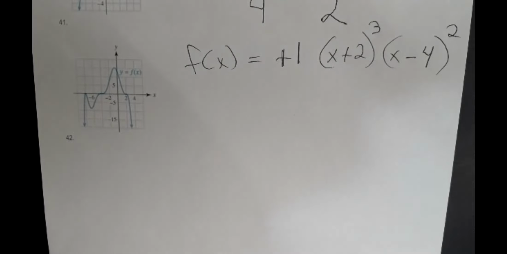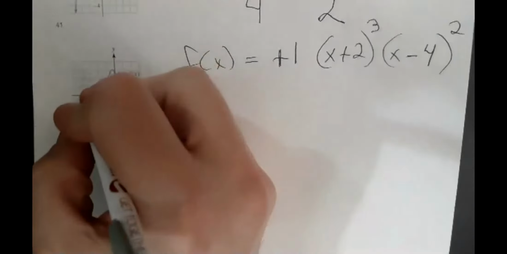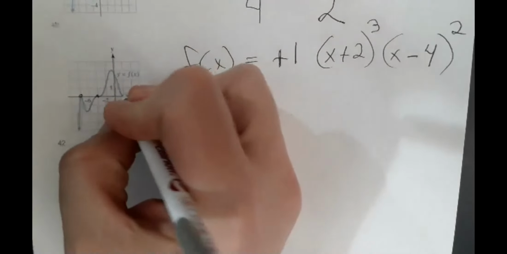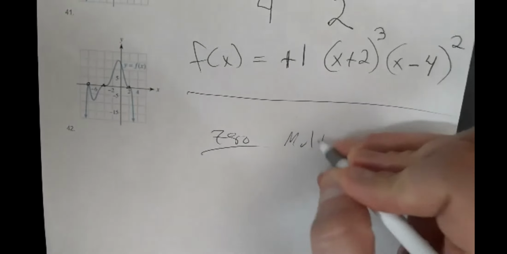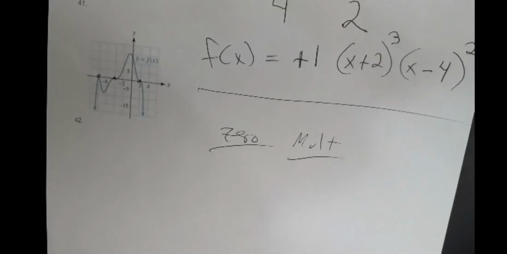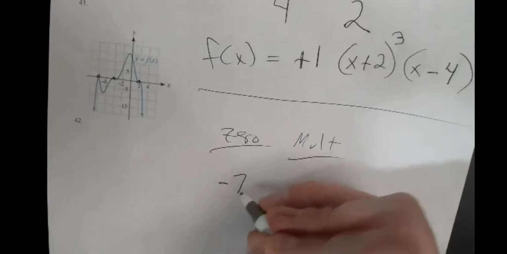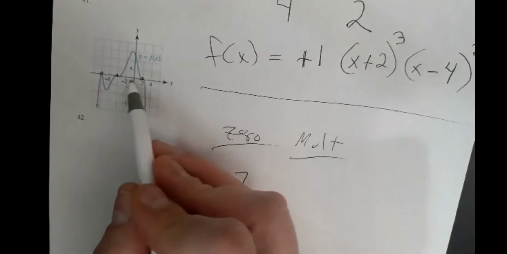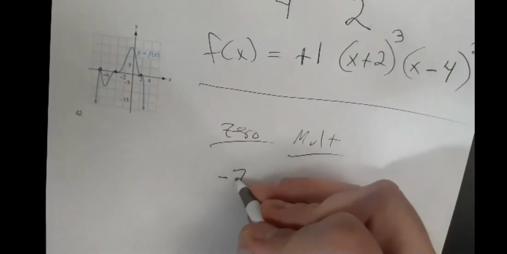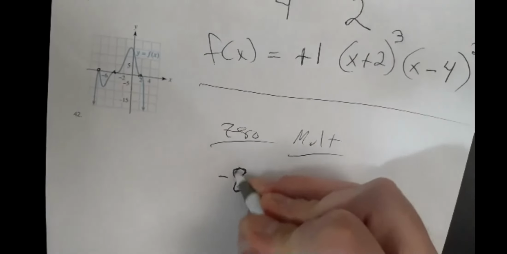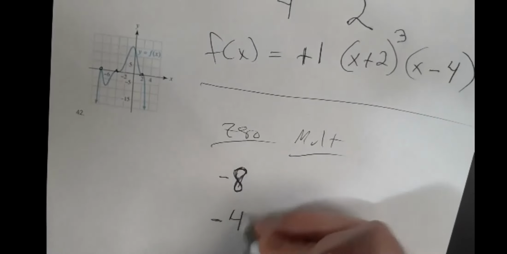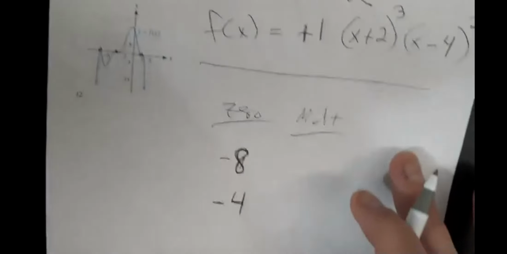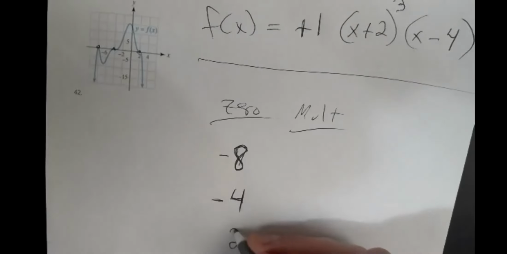I see 3 zeros here that I've got to talk about. 1, 2, 3. My zero, my multiplicity. It looks like my first zero is what, -7? Ooh, no. 2, 4, 6, -8. Sorry, we're going by twos. The next one is at -4. The next one is at 2.